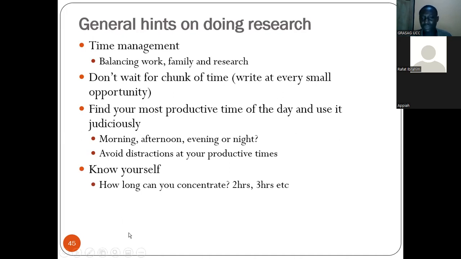Then know yourself. There are some people who can use 30 minutes to do something. Some people can use 1 hour. Some of us need to sit for 4 to 7 hours before we can really read and know that at least I'm getting certain things that I really want to get. So you have to know yourself, and it will guide you in preparing your own schedule and following it. It's a good way.